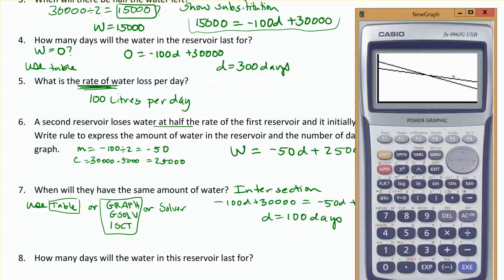And now I can see a graph on my calculator that looks similar to the graph that we had on here. So if I want to find my intersection, gsolve is a very powerful tool. We can go to gsolve, ISCT, and it's going to give me the intersection between those two lines. And you can see that it happens at x equals 100 and when the water is at 20,000 liters. So that's another way that you can solve for intersections using your calculator.